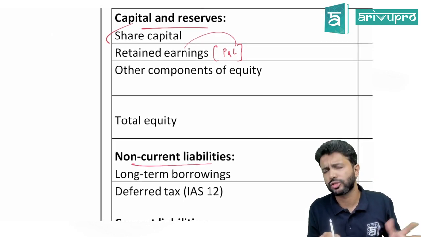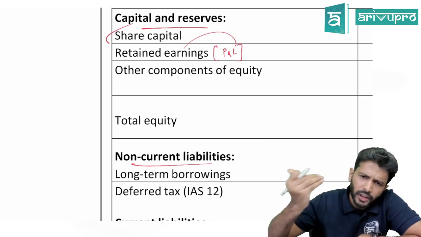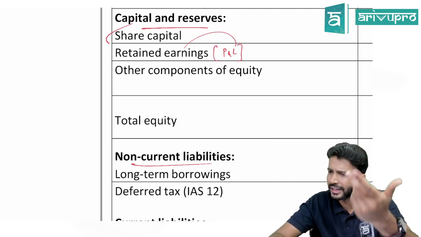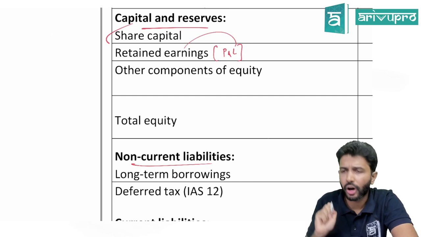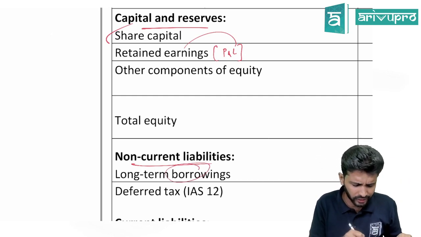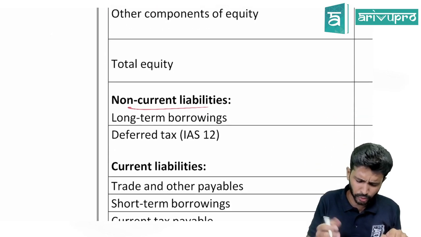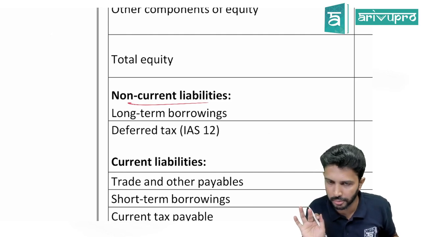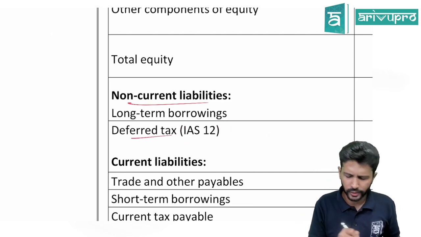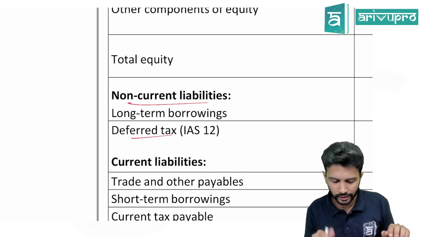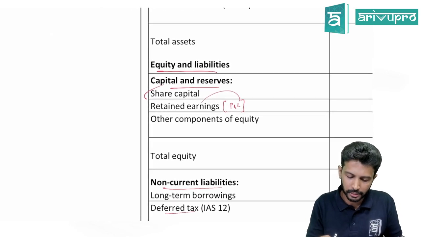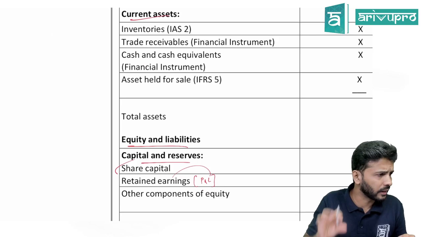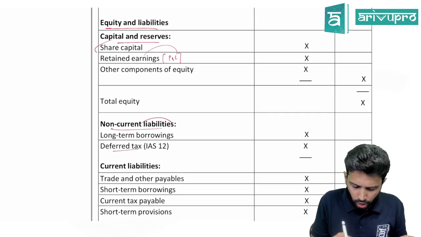Next, you have non-current liabilities. Non-current liabilities means if you have taken any bank loan, or if the company has issued any debentures, etc., that will come under non-current liabilities. Normally we put it under long-term borrowings. If you have a direct bank loan, instead of long-term borrowings you can directly write bank loan. That should be okay. Don't worry about this deferred tax. We have something known as IAS 12, where I'll tell you what deferred tax is. It could come under non-current liability, or it could come under non-current assets also. I'll cover that a little later. So this is about non-current liability.